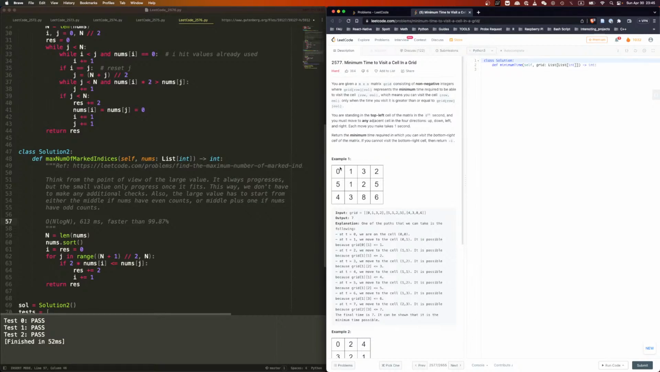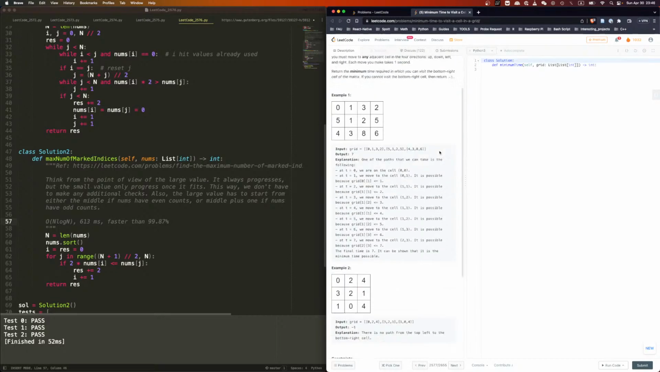You're standing in the top left cell in the 0th second, and you must move to any adjacent cell in the 4 directions. Each move you make takes 1 second. Return the minimum time required in which you can visit the bottom right cell of the matrix. If you cannot visit the bottom right cell, then return -1.